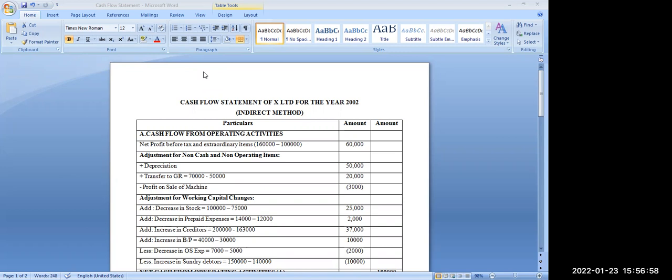Whenever you come across any material for cash flow statements, just concentrate on the indirect method. Some books might have done both. You do it only as per AS3, that is the indirect method.